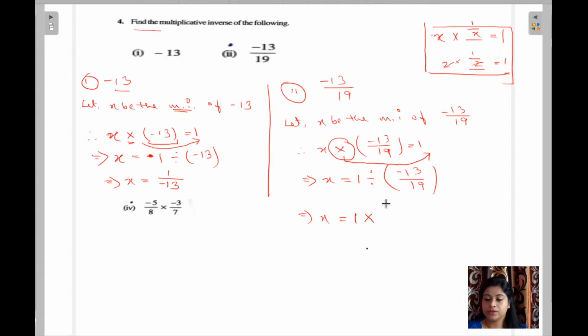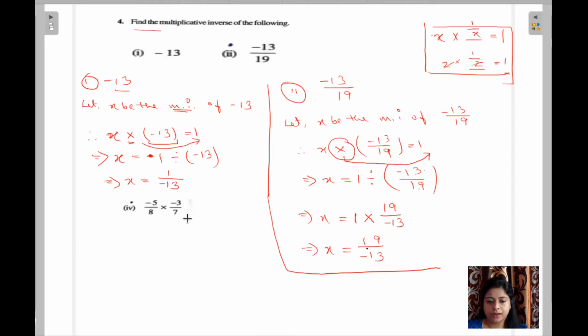Division will become multiplication, and we just have to write the opposite number. That means the numerator will come to the denominator and the denominator will go to the numerator. So this implies x equals 19 by 13. I think you have learned this in earlier classes, so I've done it directly.